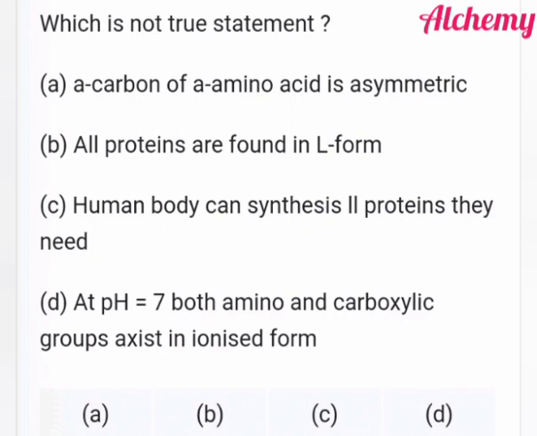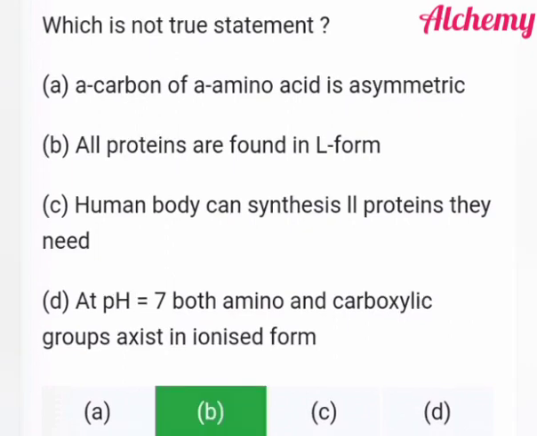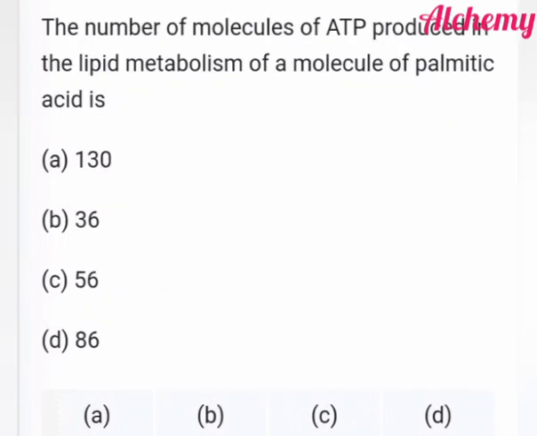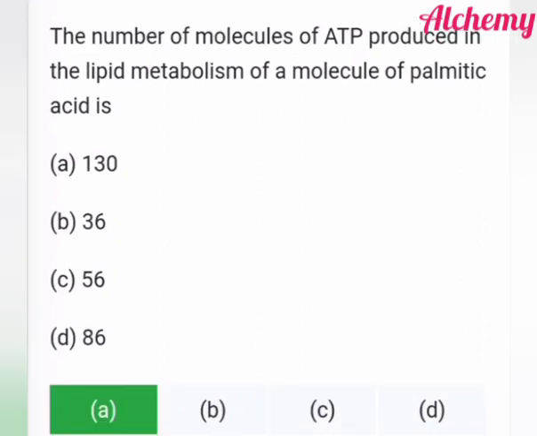Next question, which is not the true statement? The incorrect statement is option B, all proteins are found in L form. Majority of proteins are found in L form, but a few are also found in D form. Next question, the number of molecules of ATP produced in the lipid metabolism of a molecule of palmitic acid is. The correct answer is option A, 130.